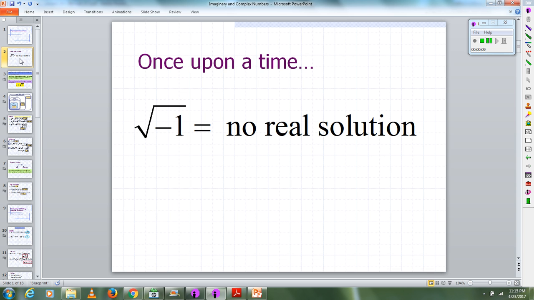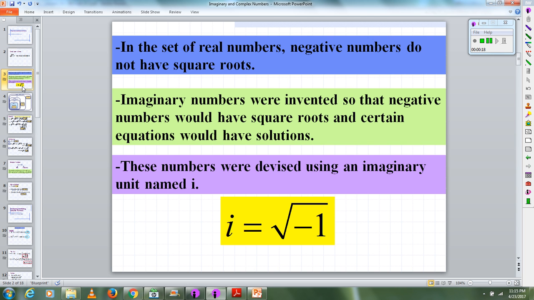As we all know, square roots of negative numbers have no real solutions. Imaginary numbers were invented so that negative numbers would have square roots. We are going to use i equals square root of -1.